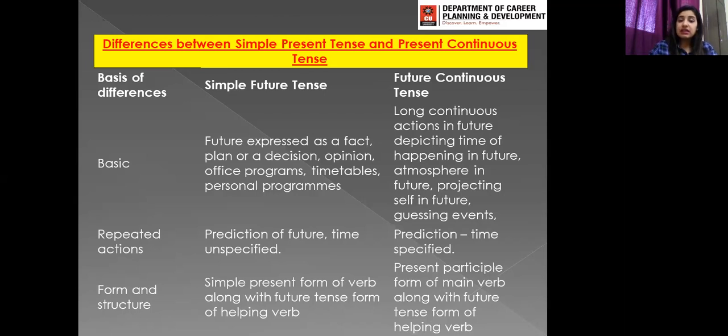These are the three major differences between the simple future tense and the future continuous tense. I hope you have understood everything about the future tenses, and more specifically about these two tenses as well as the difference.